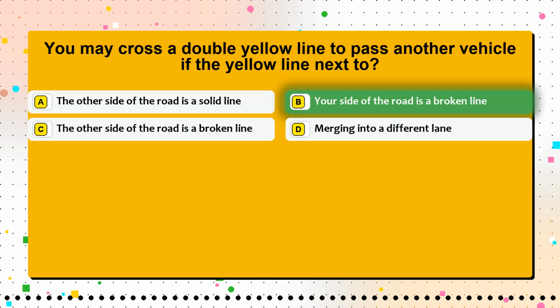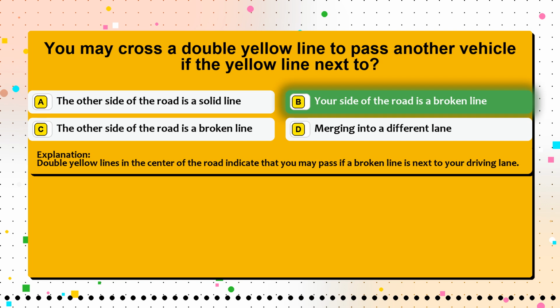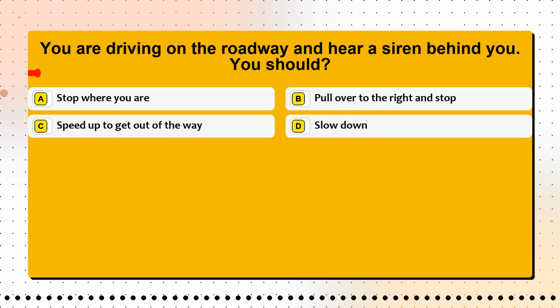The correct answer is option B. Your side of the road is a broken line. Double yellow lines in the center of the road indicate that you may pass if a broken line is next to your driving lane. Question 18.